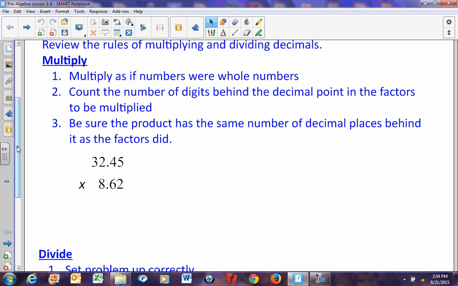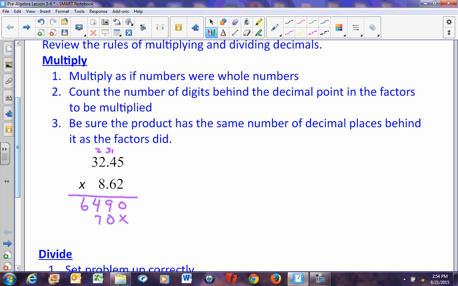So the first thing I'm going to do here is multiply just like they were whole numbers. 2 times 5 is 10. 2 times 4 is 8, plus 1 is 9. 2 times 2 is 4. 2 times 3 is 6. Okay? Now I'm going to do the 6. 6 times 5 is 30, carry my 3. 6 times 4 is 24, plus 3 is 27, carry my 2. 6 times 2 is 12, plus 2 is 14, carry my 1. 6 times 3 is 18, plus 1 is 19.